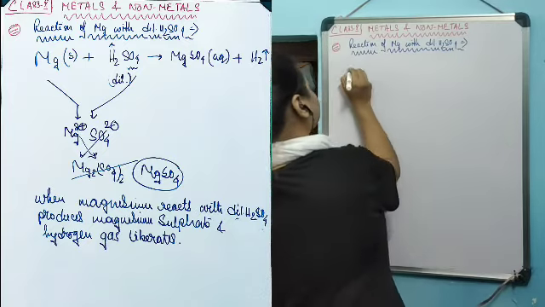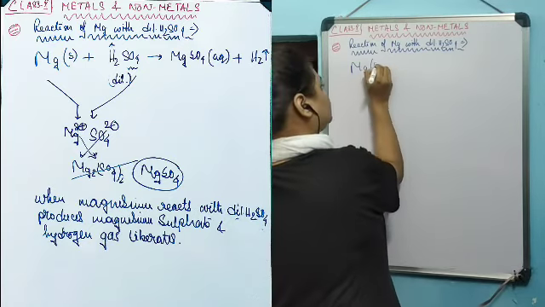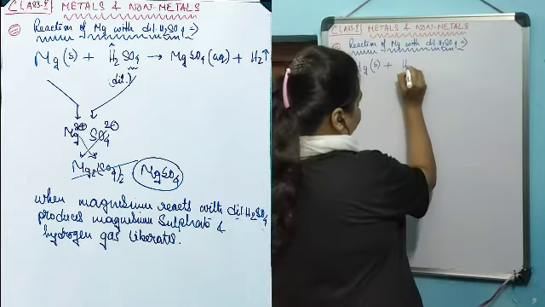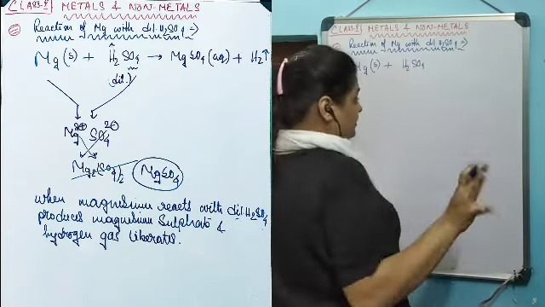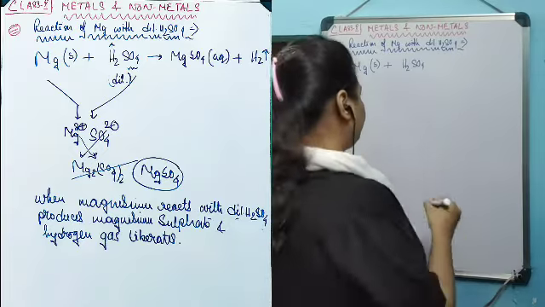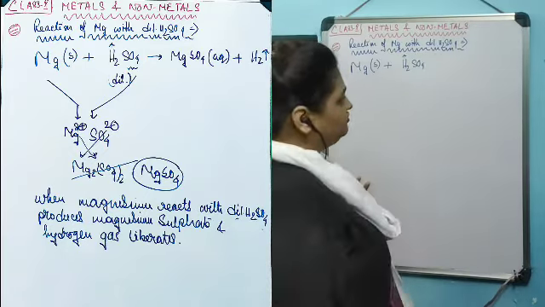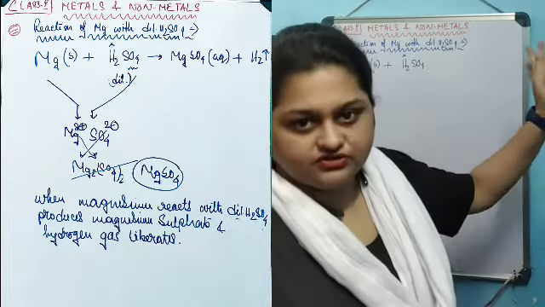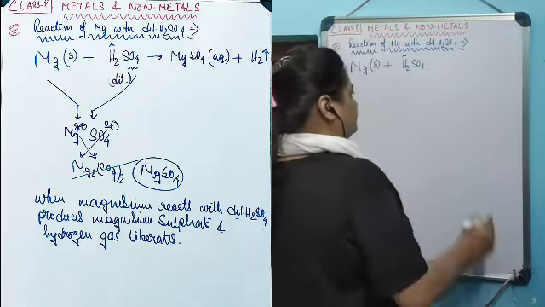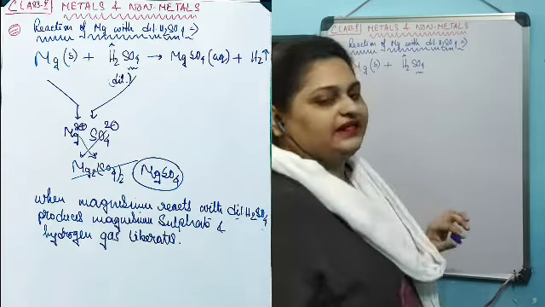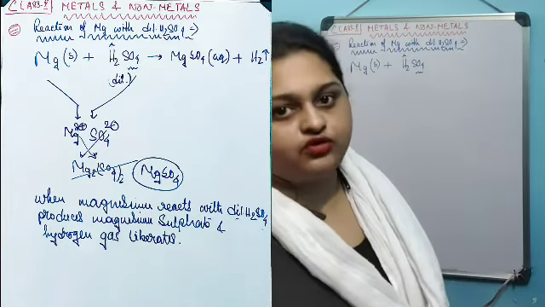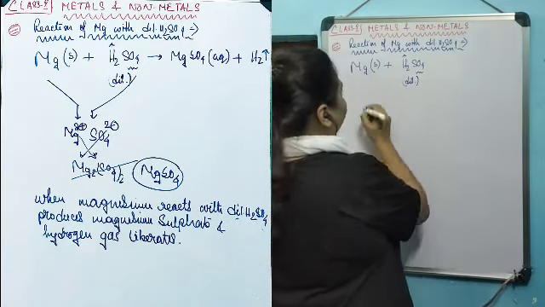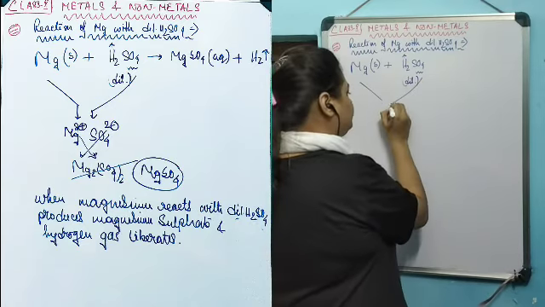Now, when magnesium metal reacts with H2SO4, any metal when it reacts with H2SO4, the hydrogen part of that H2SO4 molecule is used to make hydrogen gas as a product, and the remaining anionic part, that is the sulfate portion, SO4 2-, is used up for the preparation of the corresponding salt of the magnesium.